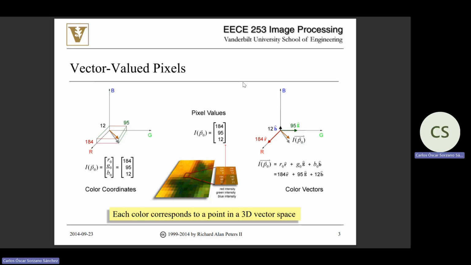So a color is a vector. If you think of the red, green, and blue vector space, you would have how much red you need, how much green you need, how much blue. And this is a number, so those are three numbers. So you can represent that information with a vector. In this particular example, you would need a lot of red, less green, and much less blue.